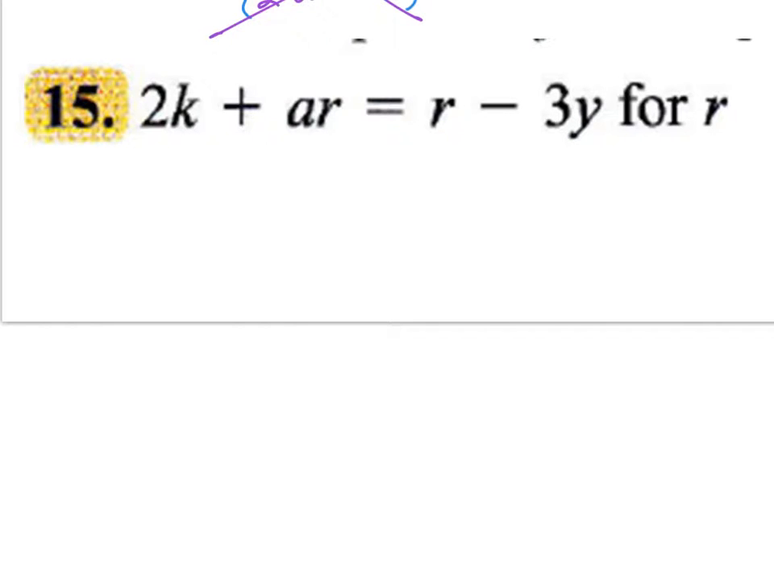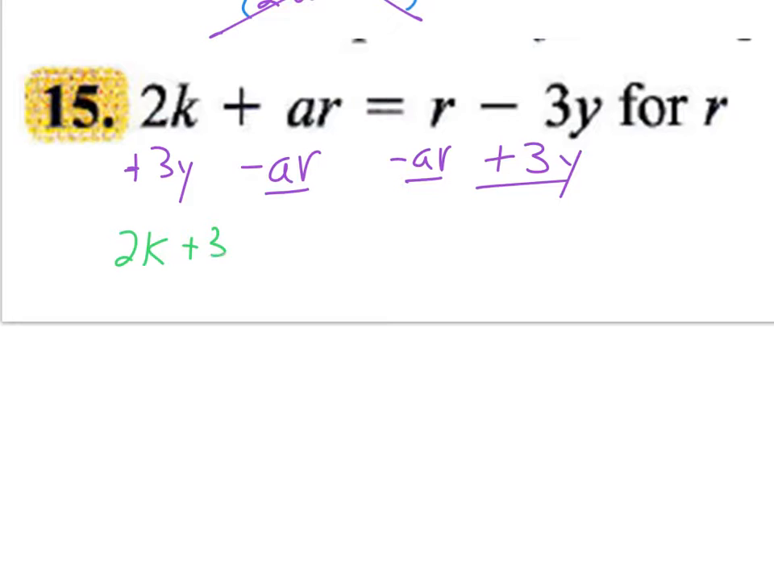So this is similar to the one we just looked at. There's r in two places. We do need to get the r's on the same side. It doesn't make a big difference whether we go for the left or the right, but I think I will go for the right side. So if I subtract AR, that will get the R's on the right. That means I don't want the 3Y on the right, so I'll add that to both sides. Now there aren't really any like terms to combine here, so we just get 2K plus 3Y equals R minus AR.